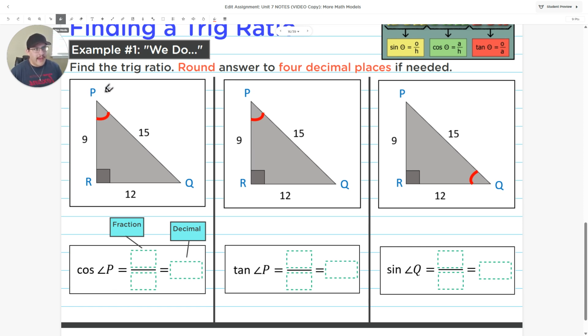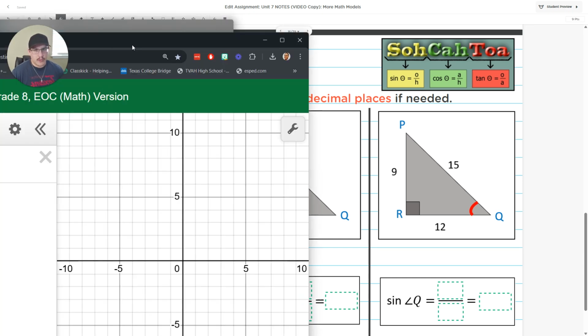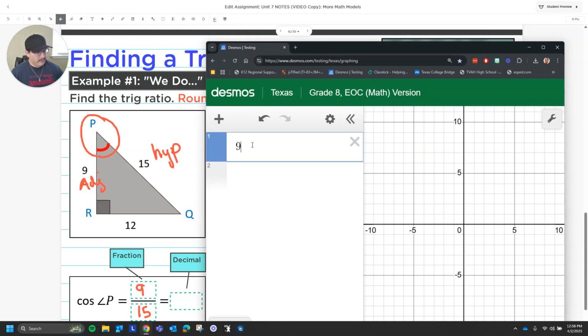So cosine of angle P, I'm going to be referencing everything to angle P. I need the adjacent and the hypotenuse. Because remember, cosine, and I have a little thing right here, SOHCAHTOA, cosine is the adjacent divided by the hypotenuse. So I need to use the 9 and then divided by 15, which, if I remember correctly, is 0.6. Yep, 0.6. So that is my decimal answer.